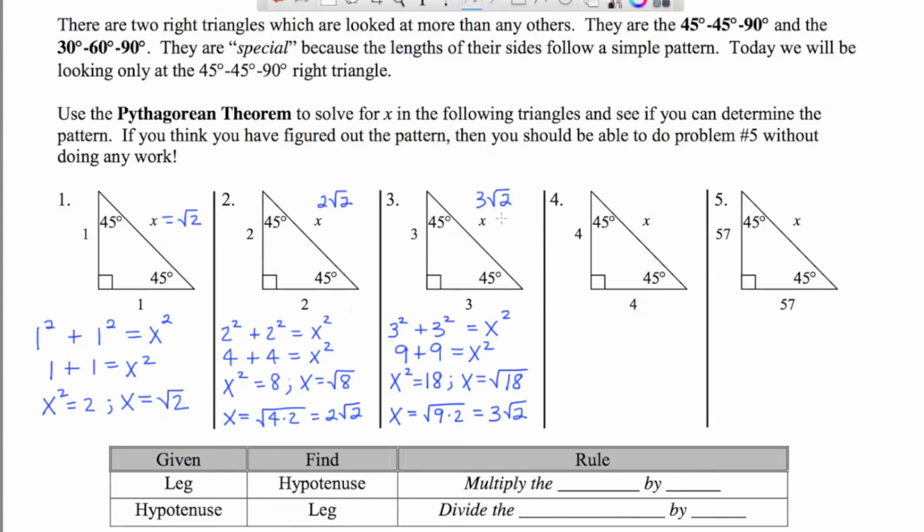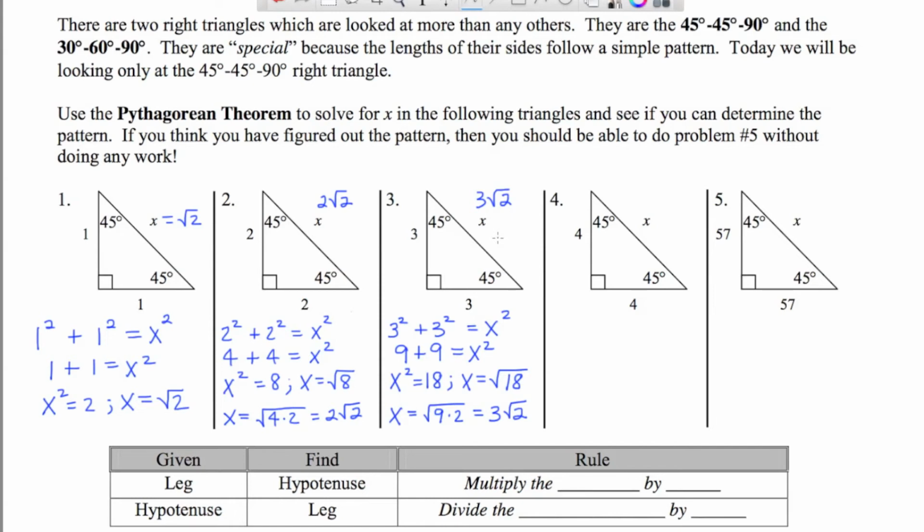If we look back at the first 3 examples, we might detect a pattern. 1, 1, 1 root 2. 2, 2, 2 root 2. 3, 3, 3 root 2. Might you have a guess as to what the fourth answer is going to be?